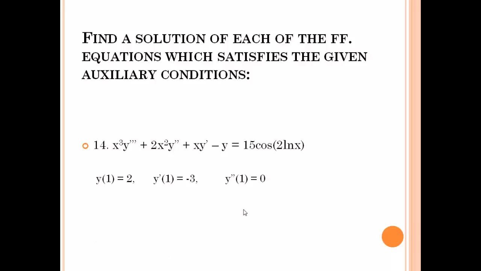Our second problem is at page 111, number 14. Find the solution of each of the following equations which satisfies the given auxiliary conditions. Our equation would be x cubed times y triple prime plus 2x squared times y double prime plus x times y prime minus y is equal to 15 cosine of 2 ln of x. Our auxiliary conditions are y of 1 is equal to 2, y prime of 1 is equal to negative 3, and y double prime of 1 is equal to 0.